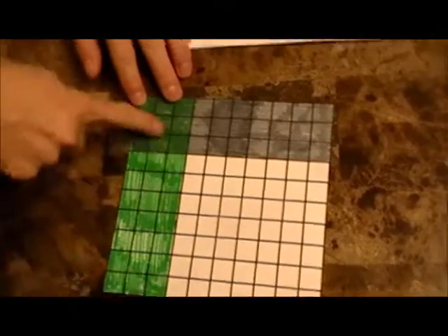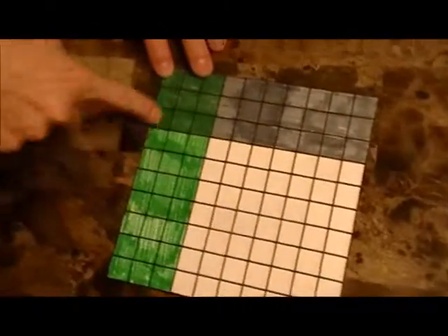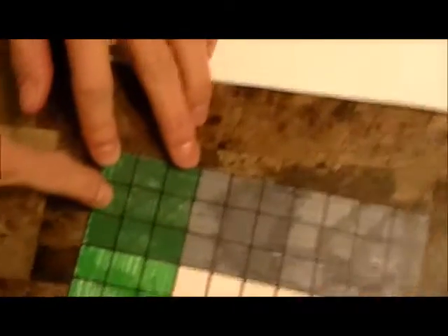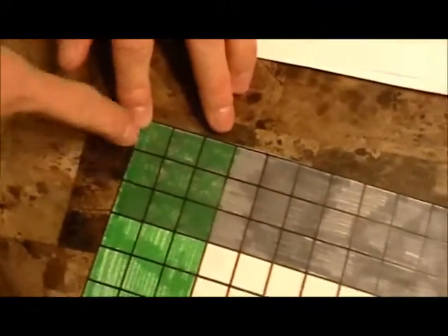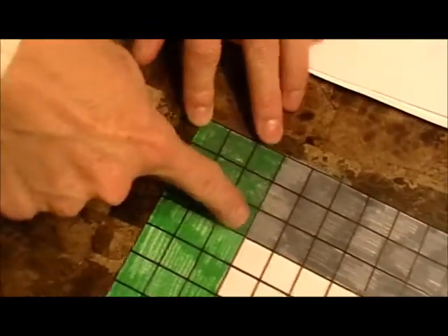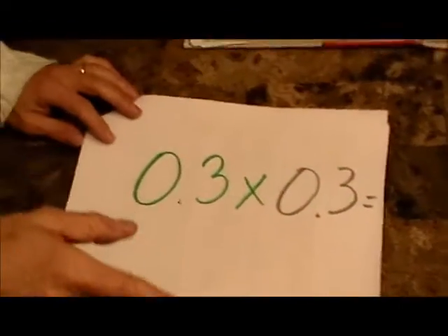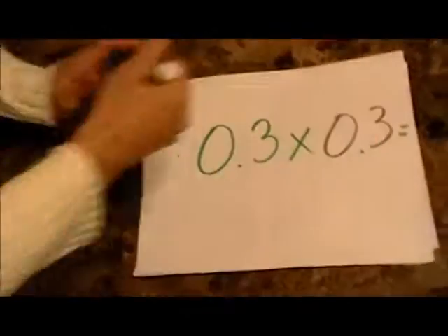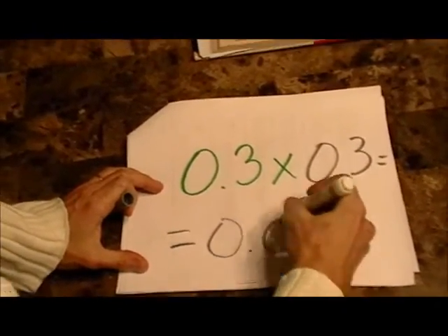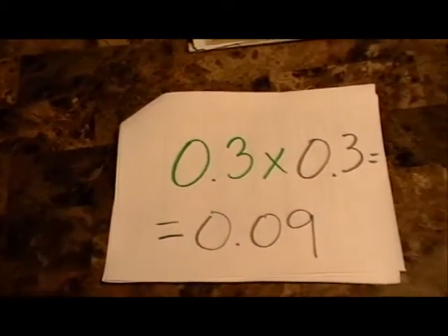And I shaded in 3/10 over here in green, and then another 3/10 in gray. And I want to concentrate on the area that's been shaded by both. And I can see there's just 1, 2, 3, 4, 5, 6, 7, 8, 9. 9 out of the 100, so that's 9 hundredths. So our product is 9 hundredths.